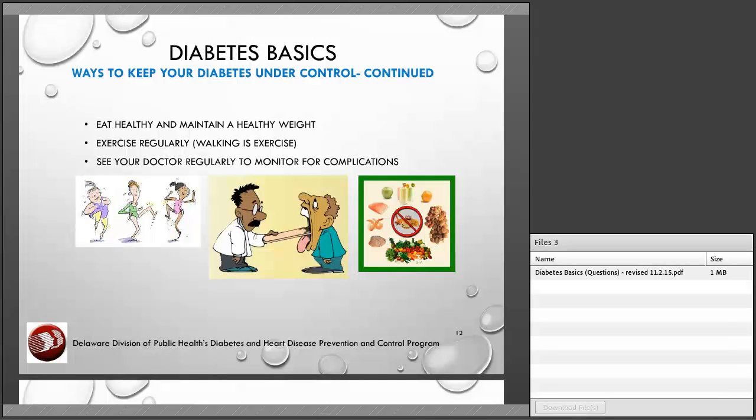Some more ways to keep your diabetes under control is to eat a healthy diet and maintain a healthy weight. Exercise regularly. Walking is considered a wonderful exercise, and you should be working toward walking or some other form of cardio exercise at least 30 minutes a day. And see your doctor regularly to monitor for any complications.